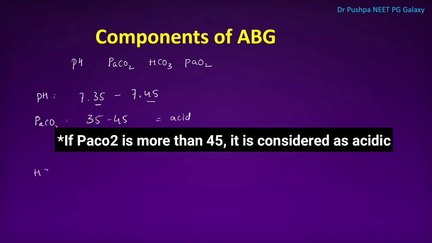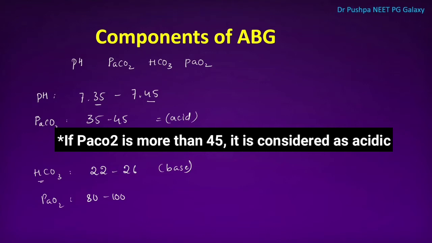Next one is HCO3, that is bicarbonate. The normal value is 22 to 26. This is a base, so it is taken as base, and PaCO2 is taken as acid. Next one is PaO2. The normal value is 80 to 100. Lungs and kidneys have to work simultaneously to maintain this acid-base balance in the body.